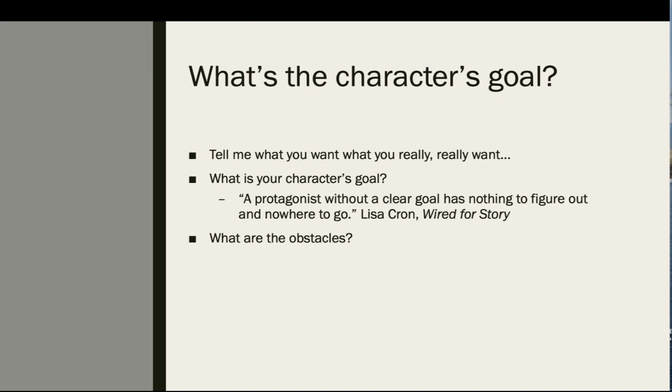In Wired for Story, Lisa Cron says, a protagonist without a clear goal has nothing to figure out and nowhere to go. And if you've ever read a story like that, it is very unsatisfying. Everyone has an agenda, which is another term for goal, and your character, even your minor character, should have a goal. We're wired with something called mirror neurons, which help us to experience something as if it was happening to us in real time. So that means we're mirroring fictional characters. When we read, we are experiencing internally what the character is experiencing on the page.